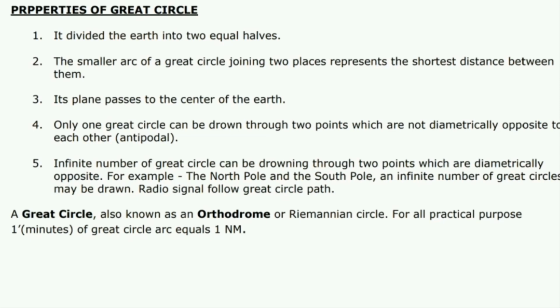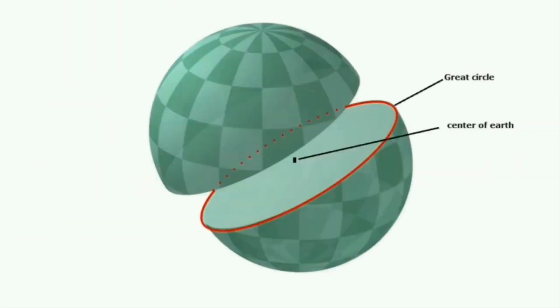For example, the North Pole and the South Pole: an infinite number of great circles may be drawn. And the last one, radio signals follow the great circle path. A great circle is also known as an orthodrome. You can see in the picture that the great circle cuts the earth into two equal halves, and its center is the same as the earth's center.